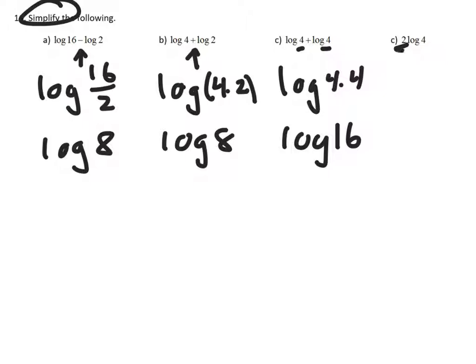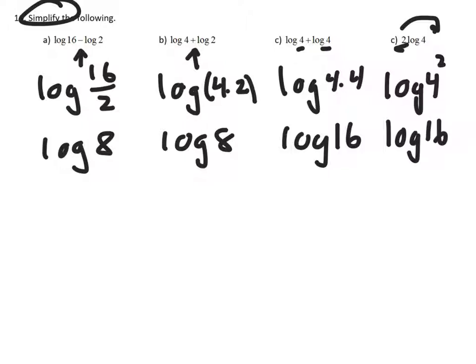Finally, this rule is the exponent rule. When you have a multiplier, it can be written in the exponent position for an equivalent statement. Log 16 would be our answer. These are the simplified versions of the original statements.